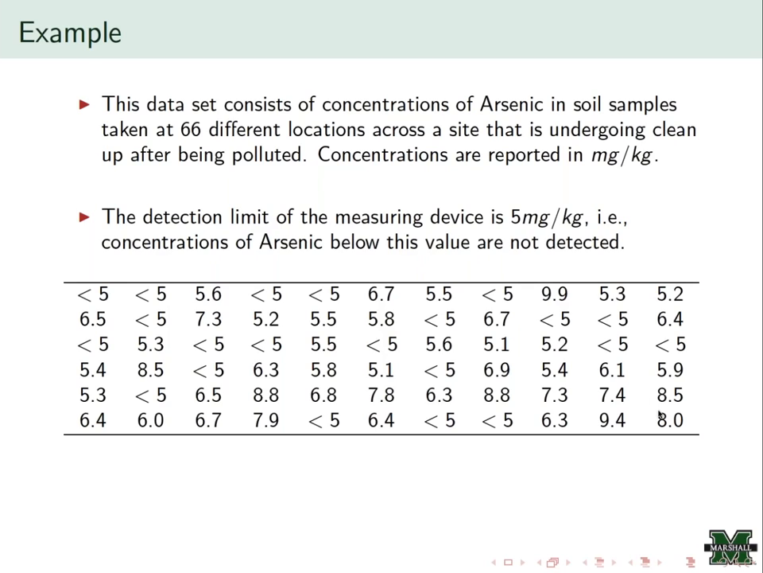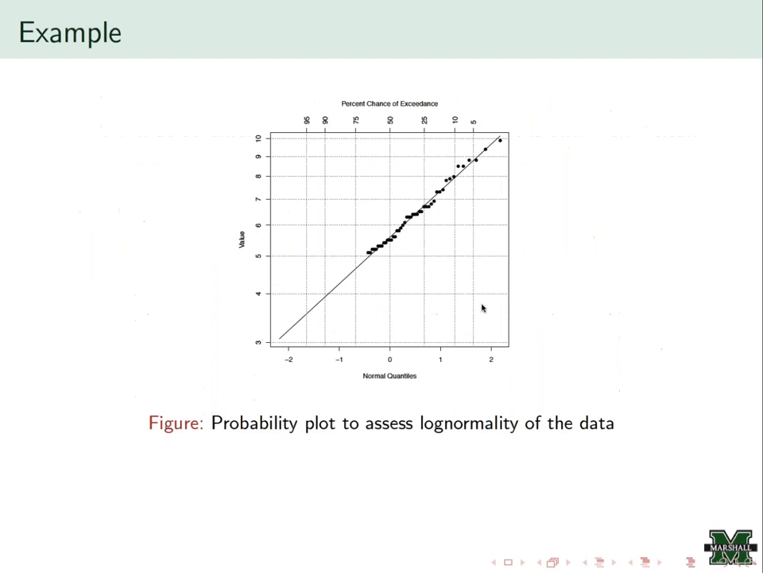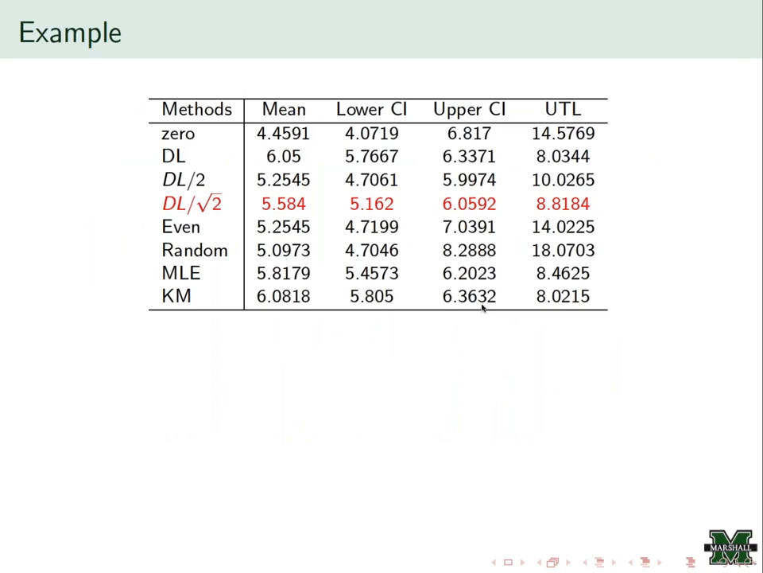So just very quickly, a real-life example. This is from the very first example I mentioned, the arsenic concentrations in soil, and the detection limit was 5. So there are quite a few censored observations indicated by the less than 5. First, I fit the data to the log normal distribution with a QQ plot, and you can see it is a very good fit for that distribution. And then I ran all of the methods with that data.